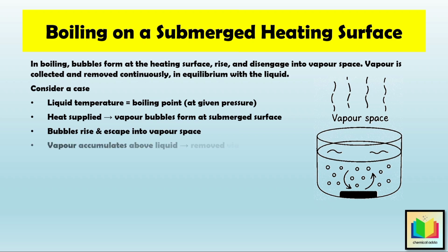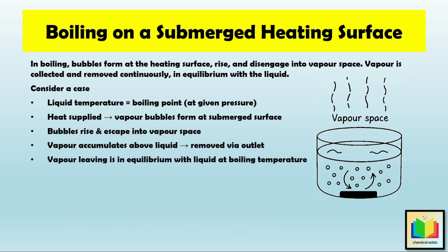Then this vapor accumulates above the liquid surface and is continuously removed through a vapor outlet. Thus, pool boiling of saturated liquid results in vapor leaving in equilibrium with the liquid. The vapor leaving is in equilibrium with the liquid at its boiling temperature, and this equilibrium behavior makes boiling highly predictable in industrial operations.